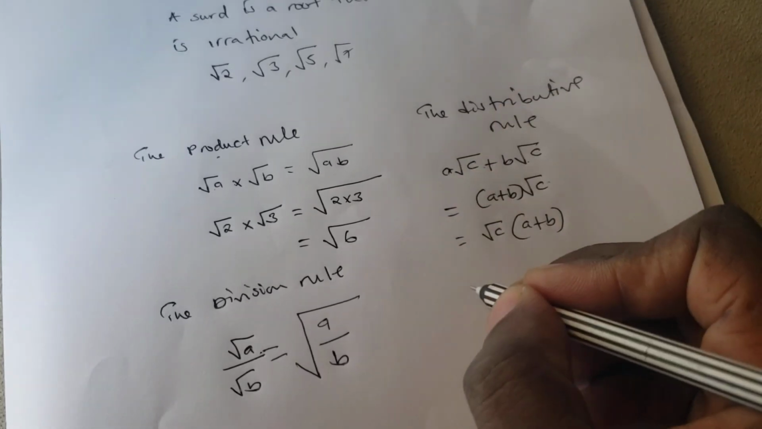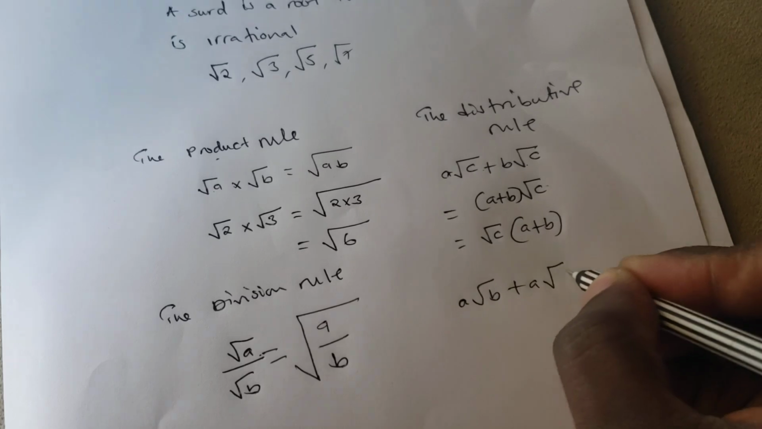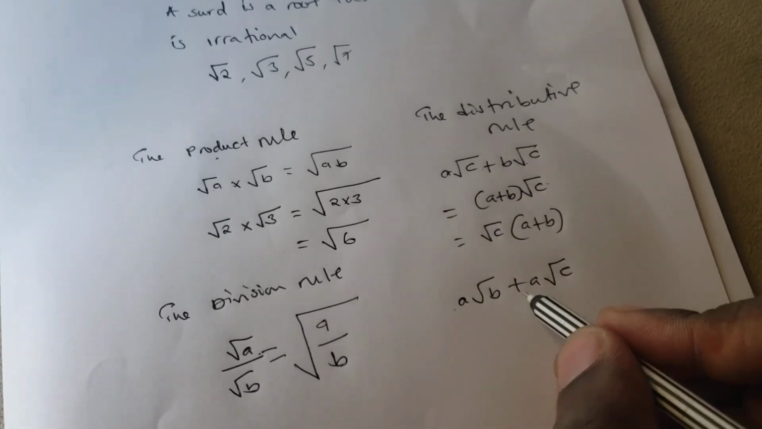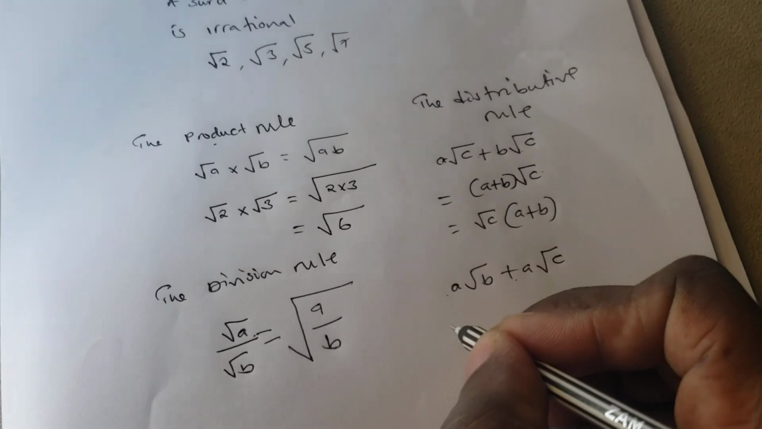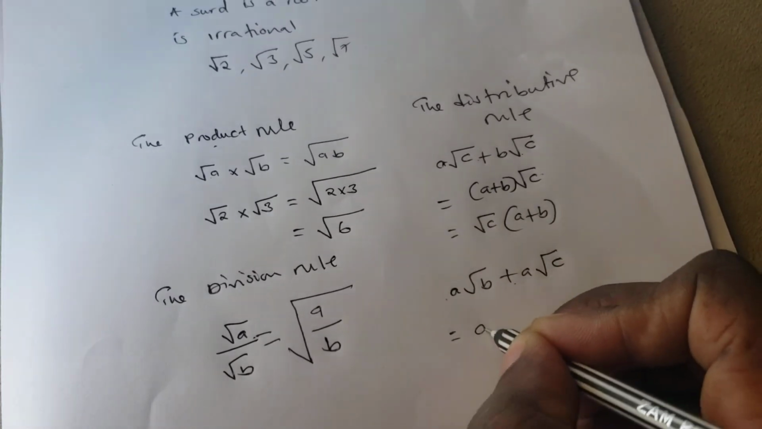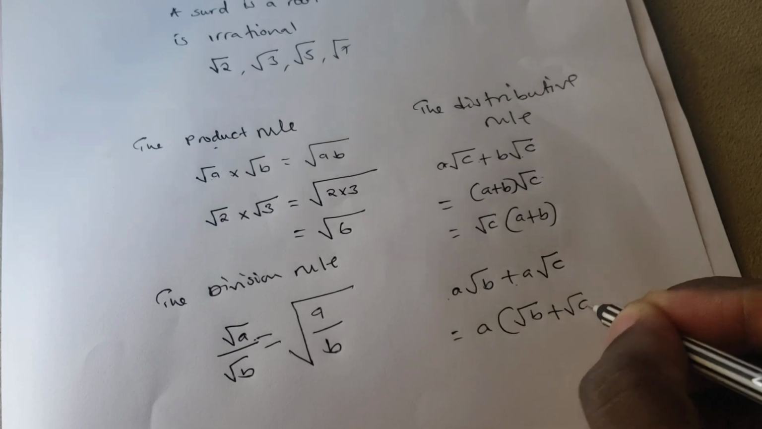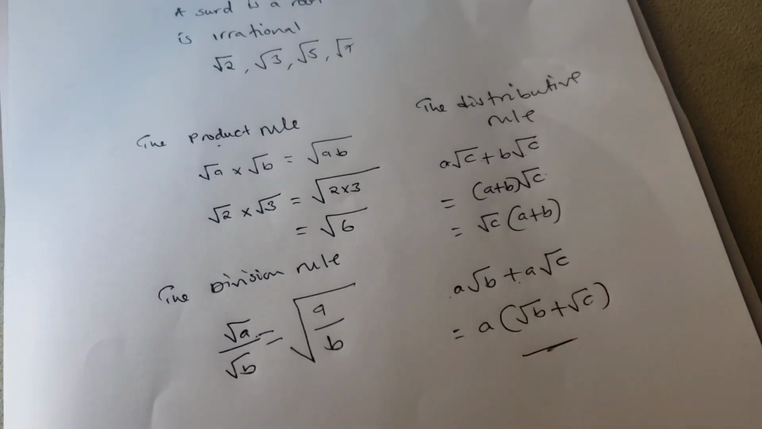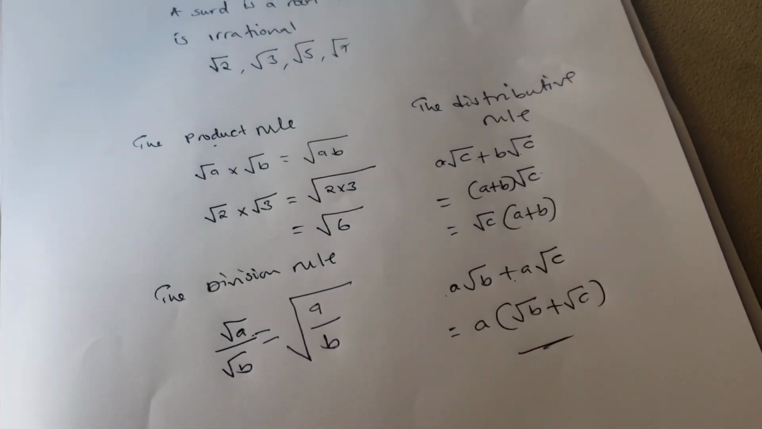And again, maybe you have something like A root B plus A root C. This time around, our A is a constant. So this can be written as, we can factorize by taking out A, then you're going to have root B plus root C. That's about the distributive rule. Having said that, let's look at some examples.